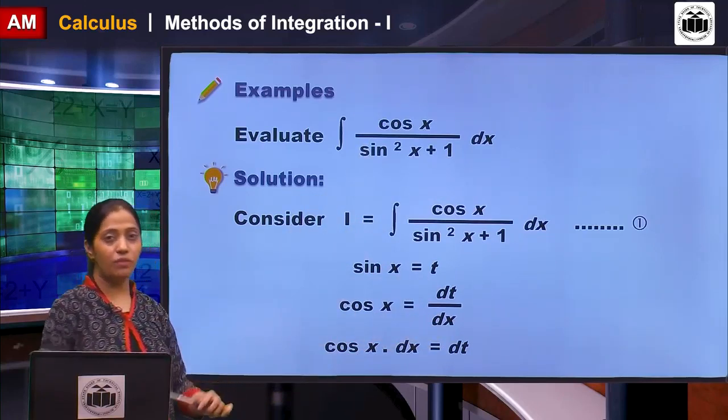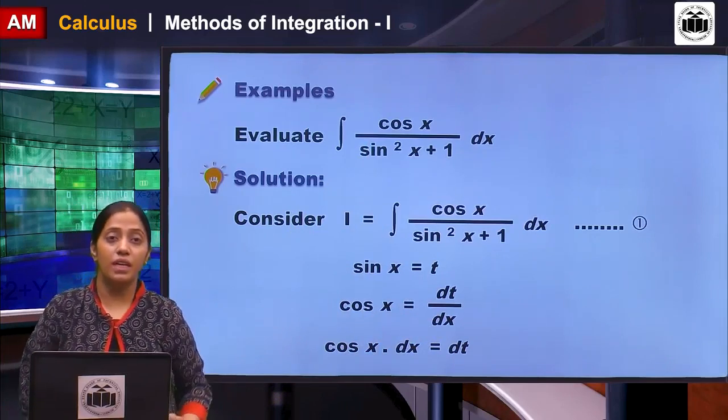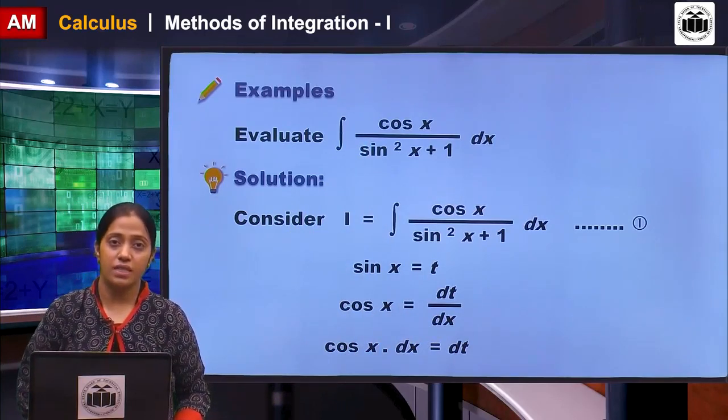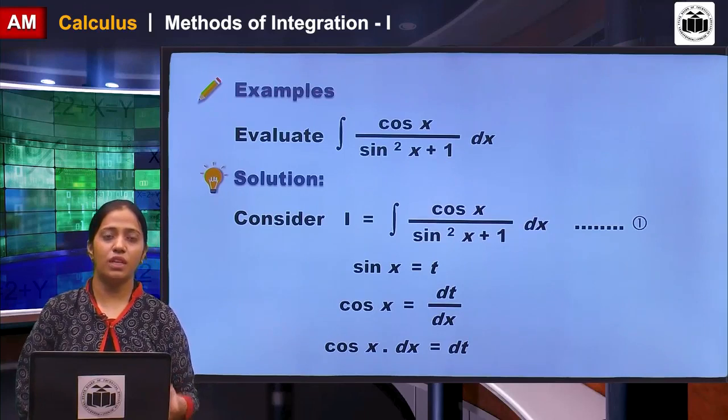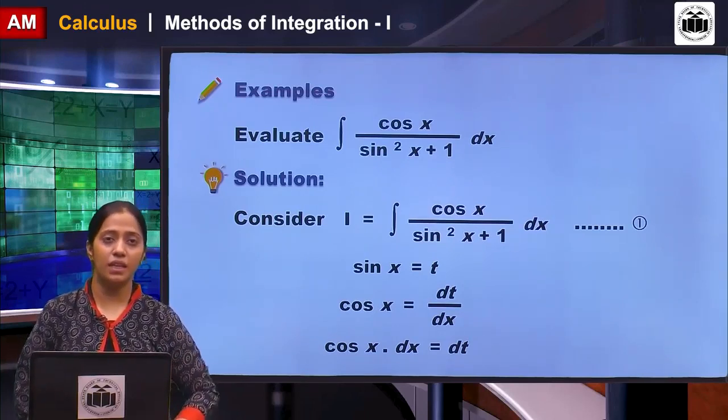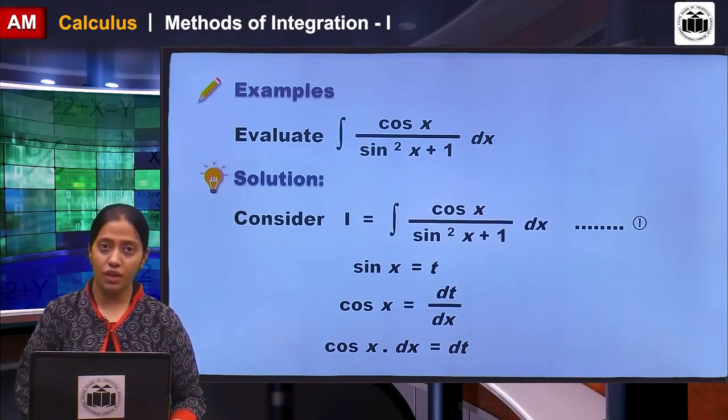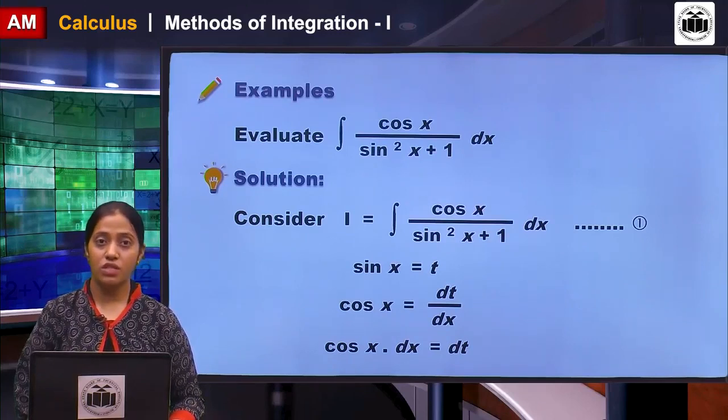So in this way you have to think what substitution we will take if the angle is not x, or if we are taking a substitution, whether the derivative is present in the integral or not. So in this way you can use the substitution method. If the derivative term is not given, then definitely we have to follow some other method.